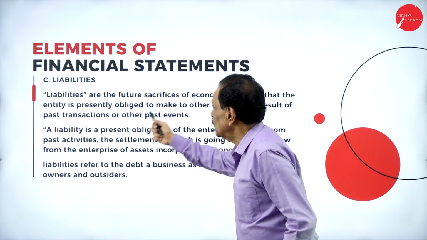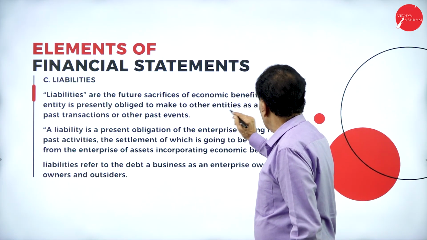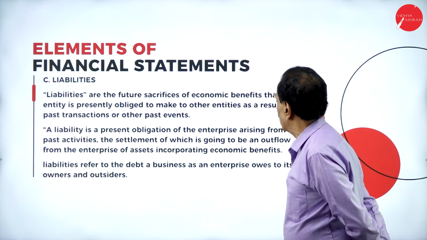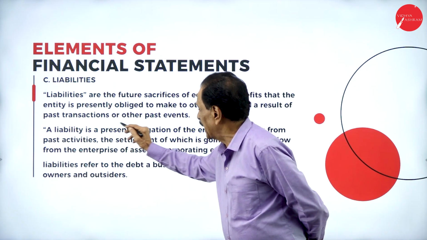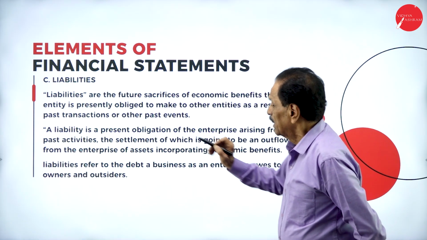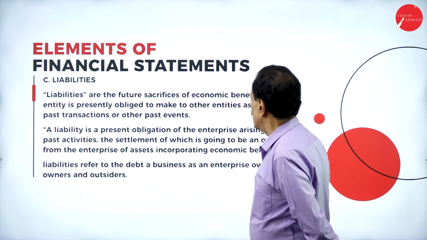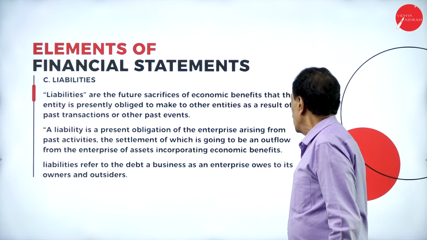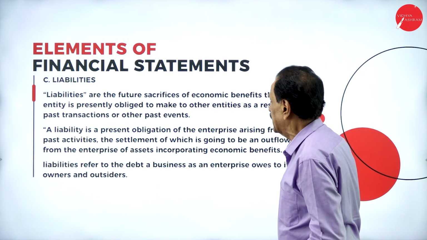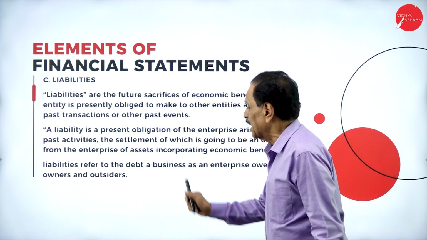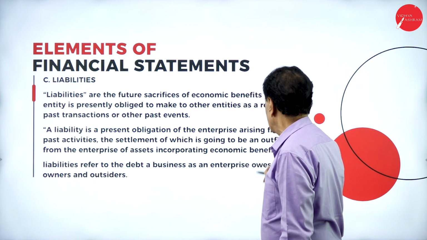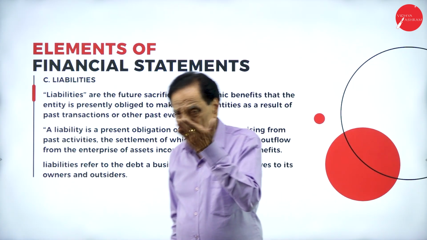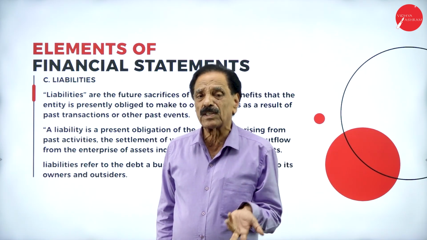Liabilities are the future sacrifice of economic benefit that the entity is presently obliged to make to another entity as a result of past transactions or other past events. A liability is a present obligation of the enterprise arising from past activity, the settlement of which is going to be an outflow from the enterprise of an asset, incorporating economic benefit. Liability refers to the debt a business as an enterprise owes to its owners and outsiders. So anything payable by the company to outsiders or owners is called a liability.